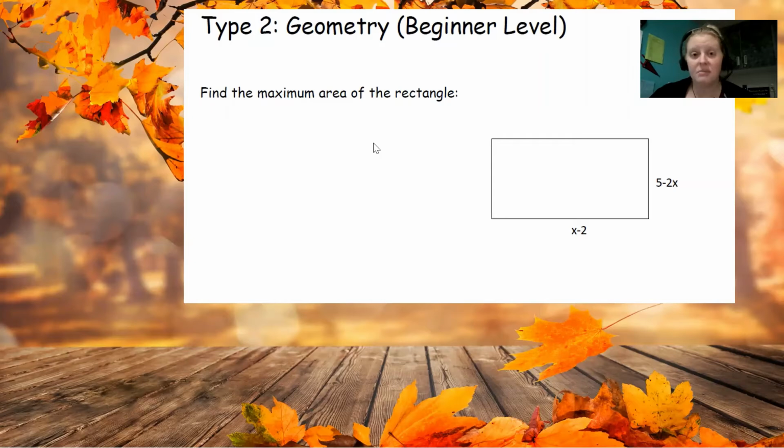Today we're going to do some geometry problems. I'm actually going to start you with what I think are the easier geometry problems, because we do have some that are a little bit more complex. So we'll kind of just wade into the water.